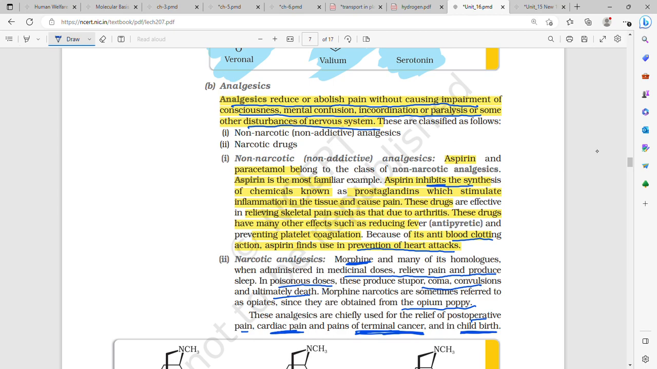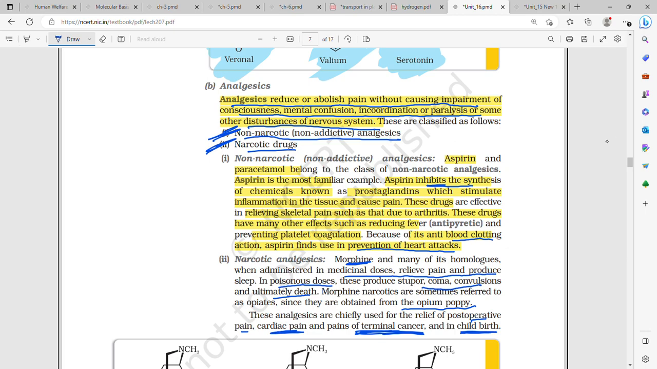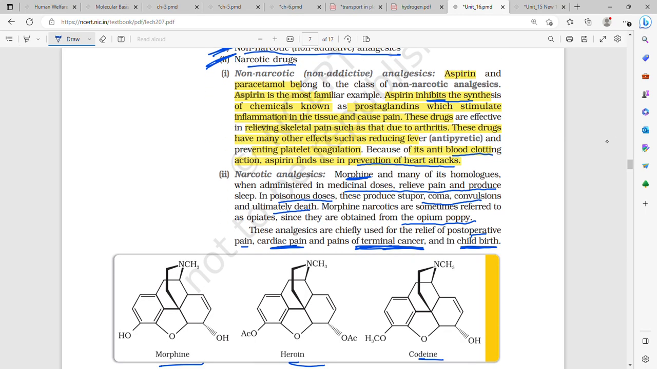They are classified as below: firstly non-narcotic, that is non-addictive analgesics, and secondly narcotic drugs or narcotic analgesics. Non-narcotic analgesics are non-addictive analgesics. They are aspirin and paracetamol. Aspirin is the most familiar example.